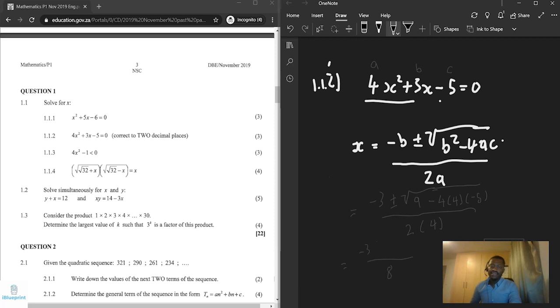And then you have negative 3 plus or minus the square root of 9 minus, minus, so that's positive, 4 times 5, right? And then you can just substitute this on your calculator. I've already done it here. Those are the two values for x. So x is equal to what? Positive is 0.84 to two decimal places, or x is equal to negative 3.84. Okay, that's that.